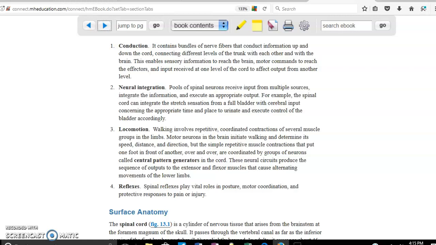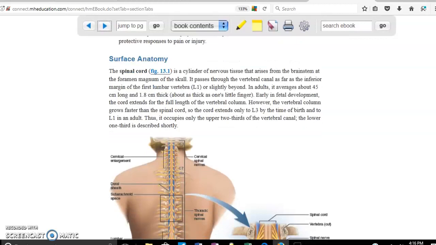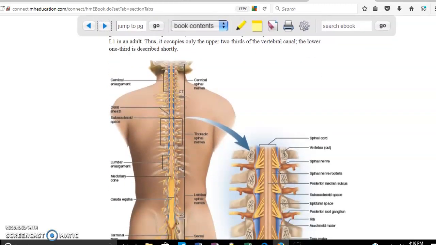Reflexes is also another very important function, because in the case of reflexes, the brain does not work and all the coordination happens at the level of the spinal cord. So let's take a look at the surface anatomy. What do we have right here in the case of the spinal cord?